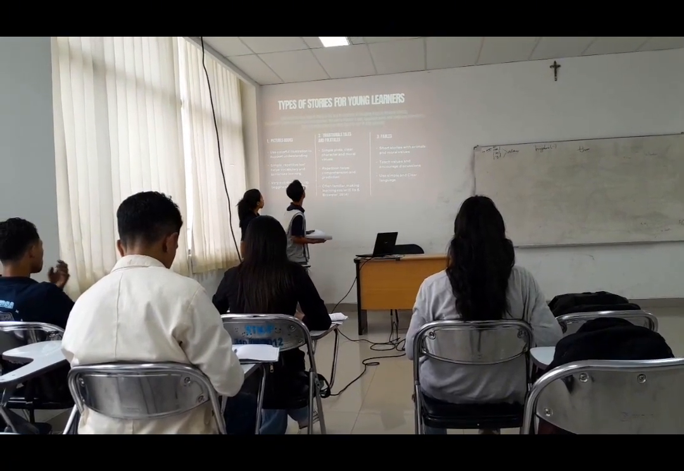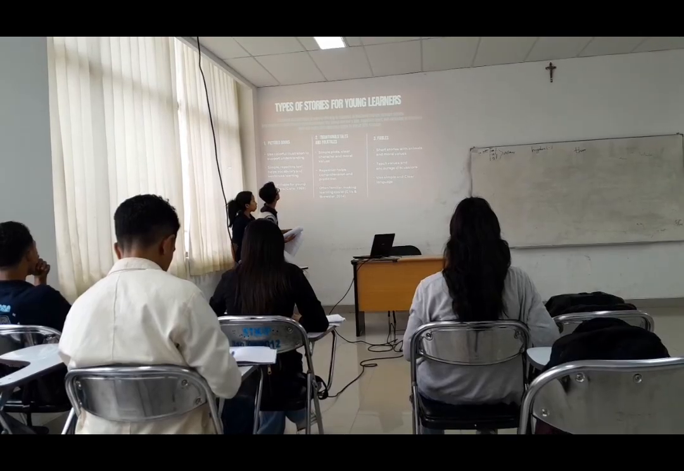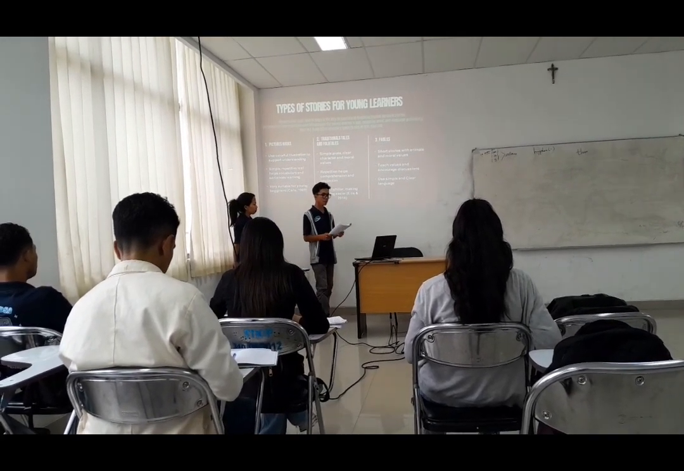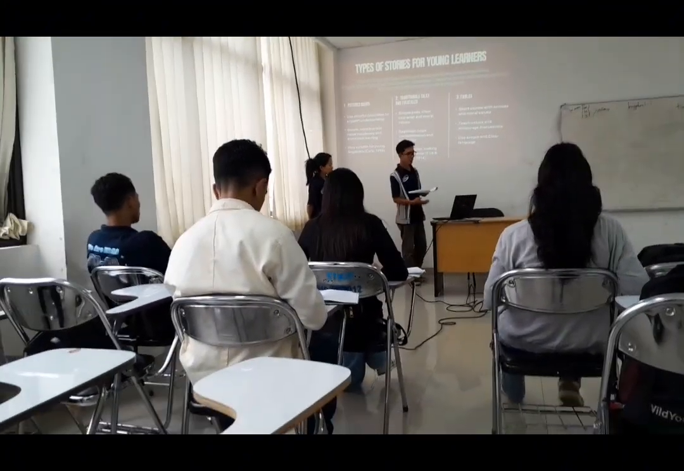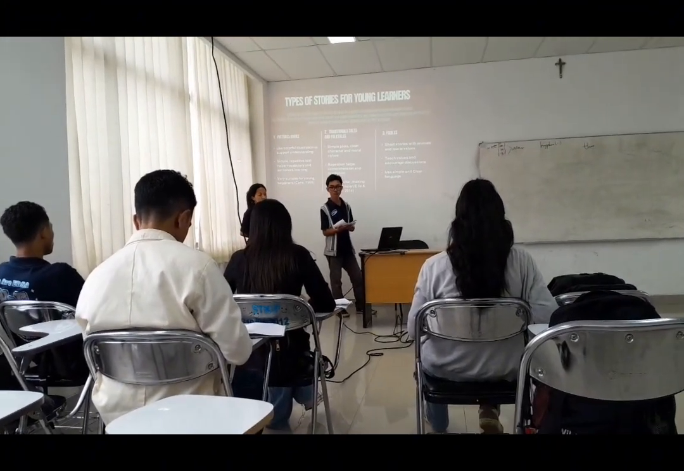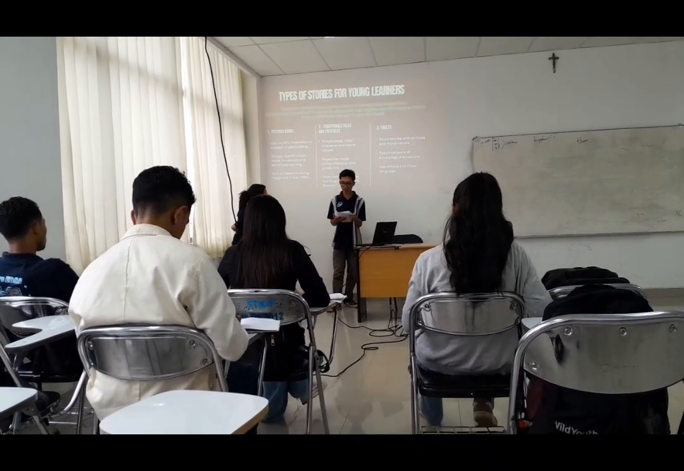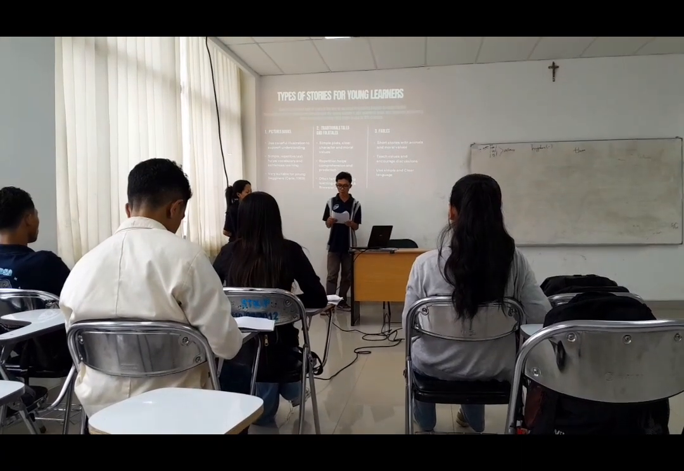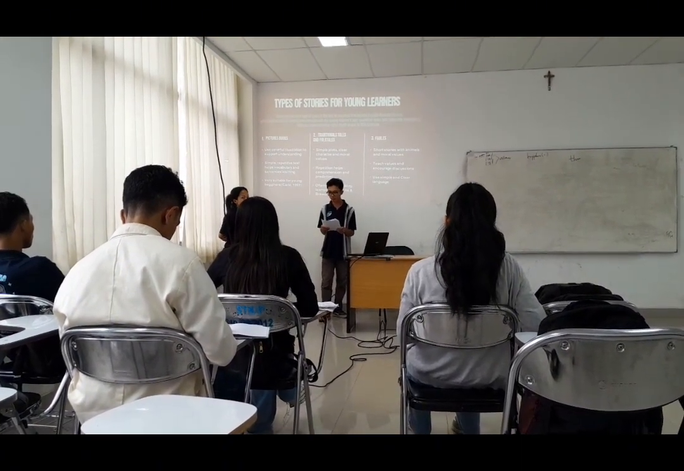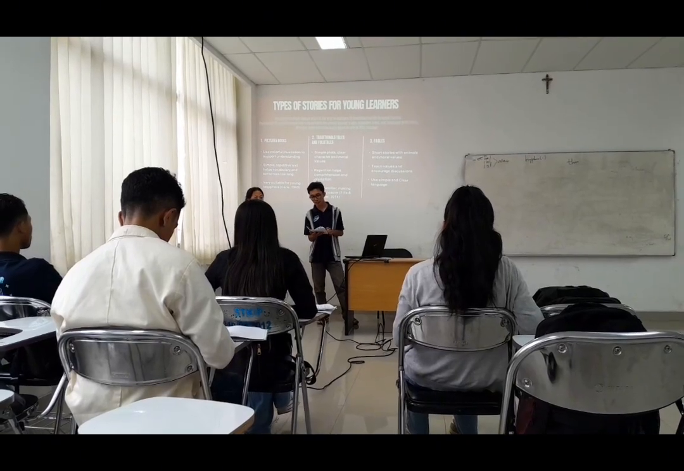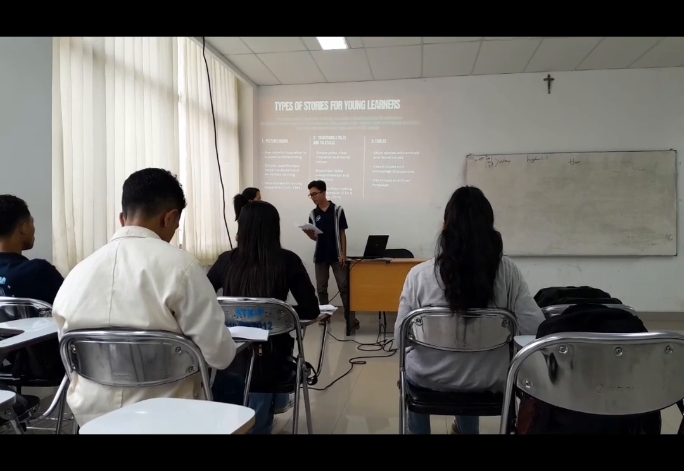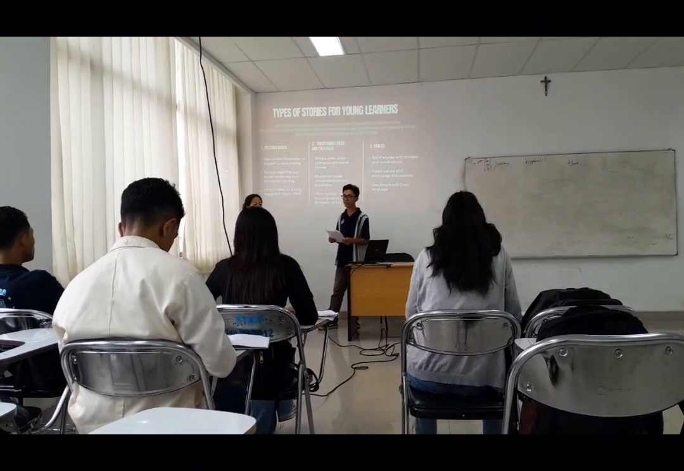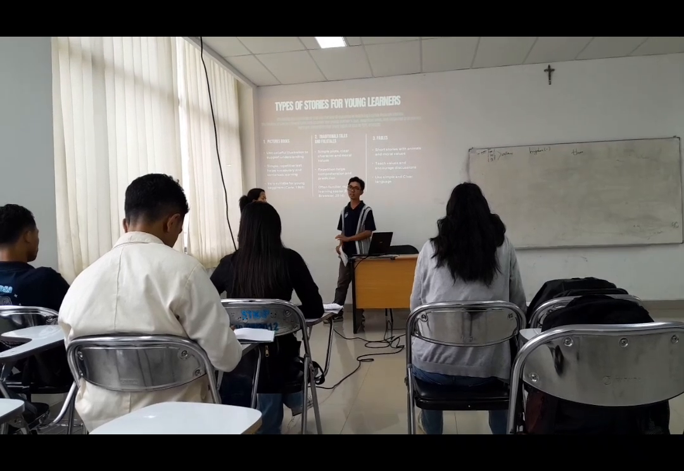So we move to the slide, types of story for young learners. The first one is picture books. The point A explains use colorful illustrations to support understanding. Picture books use bright and attractive images to help students understand the story more easily. Young learners depend on visual support because they learn better through concrete objects and pictures. This makes it easier for them to connect words with meaning. For example, students see a picture of a dog and understand the word "dog" without translation.